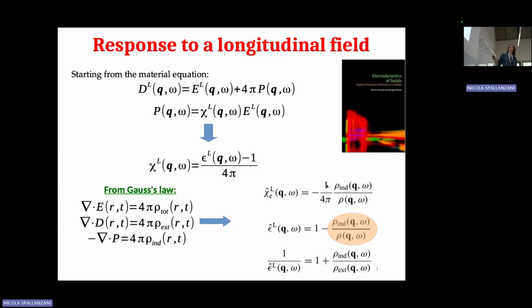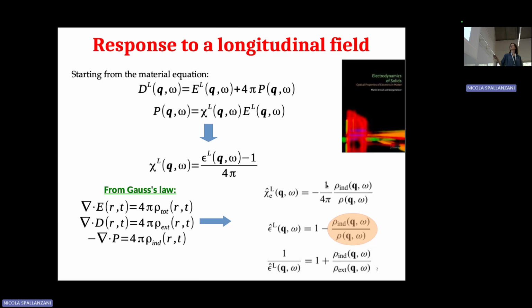So imagine that we want to obtain the response to a longitudinal field. We start from the material equation written for the longitudinal components. We rewrite the polarization in this way, as we have seen in the previous slide. So the expression of chi is the following. And from the Gauss law, we obtain that the response to a longitudinal field is written in this way.